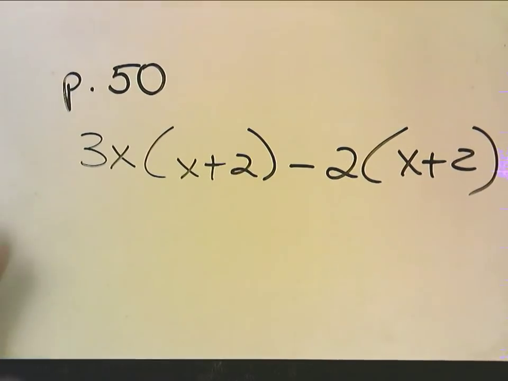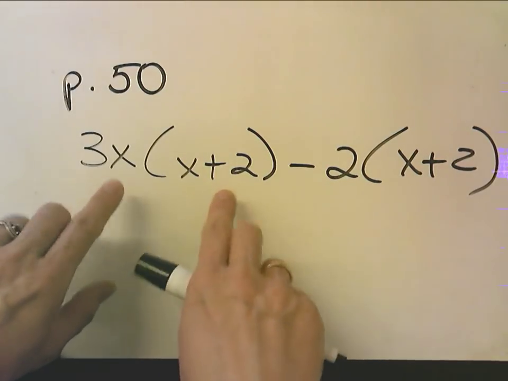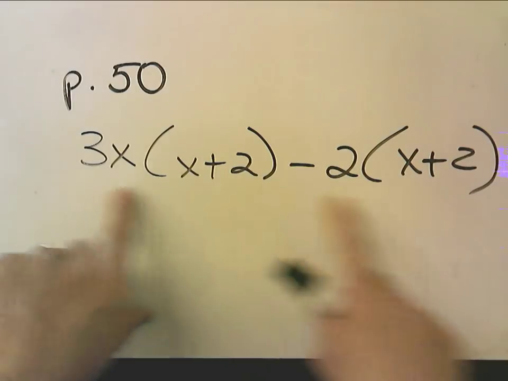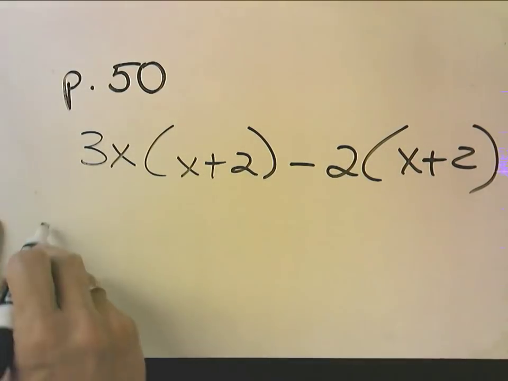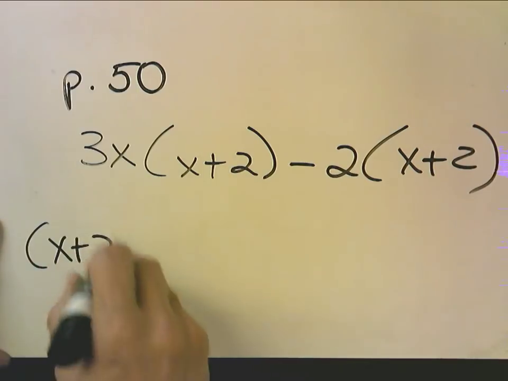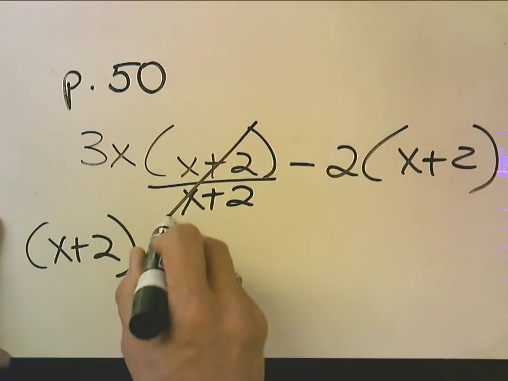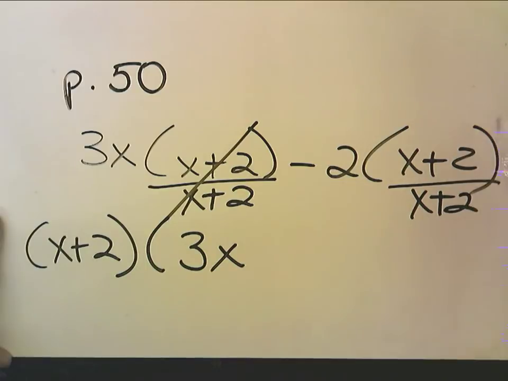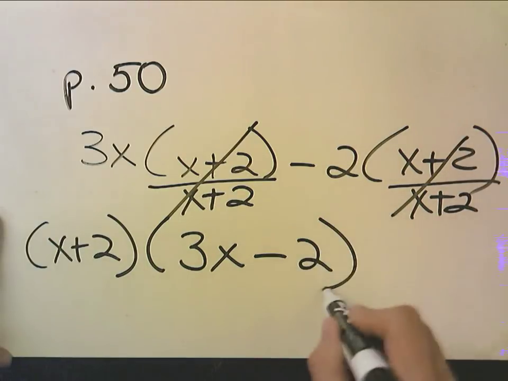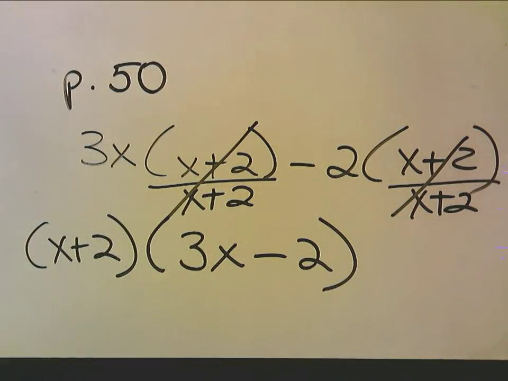Now looking here, if I wanted to factor, I would say, well look, this has an x plus 2 and this term has an x plus 2. So grandma must be x plus 2. And if I take out my x plus 2 here, I'm left with 3x, and if I take out my x plus 2 here, I'm left with minus 2. So this becomes x plus 2 times 3x minus 2.